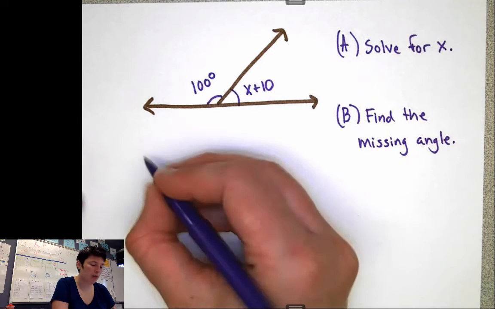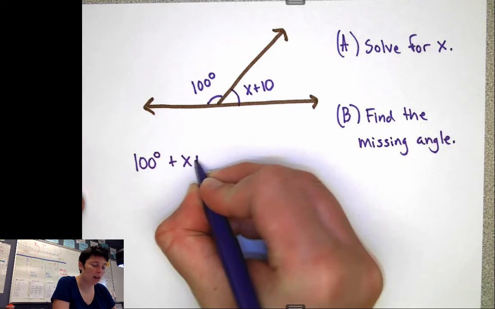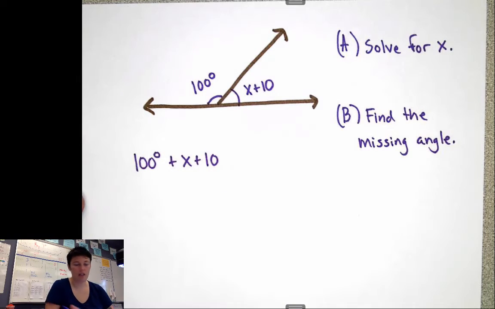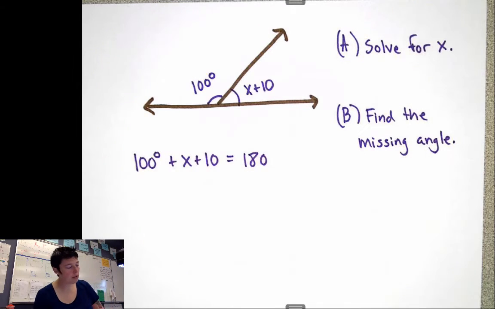So here's what we do know. We know the 100-degree angle plus the x plus 10 all goes together on a flat line. So all together it has to be 180. And how do we know that? Well, we know that because they're supplementary.